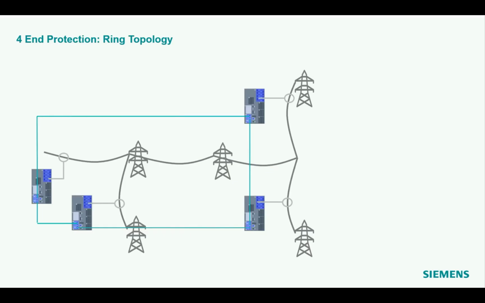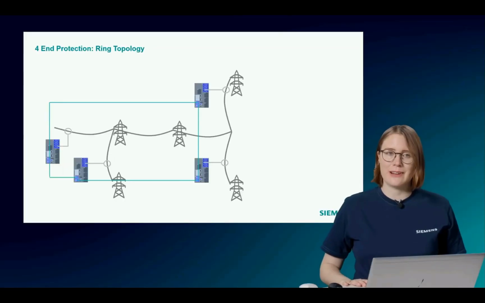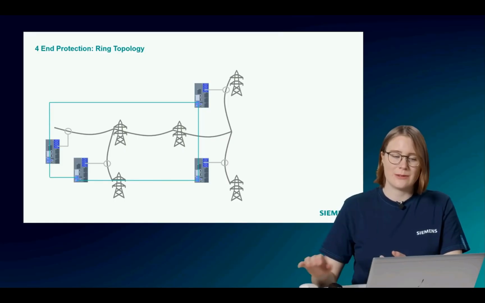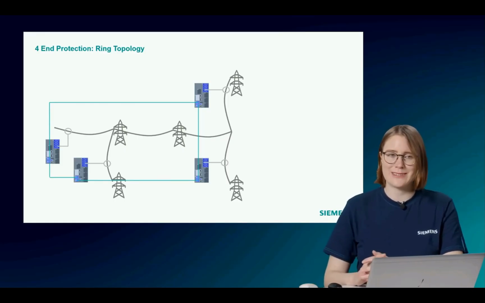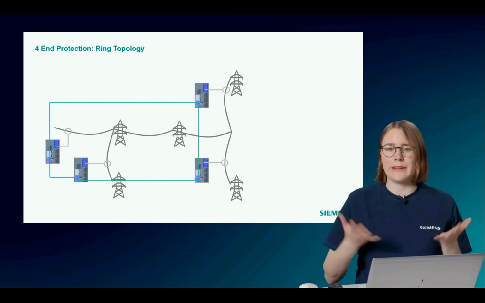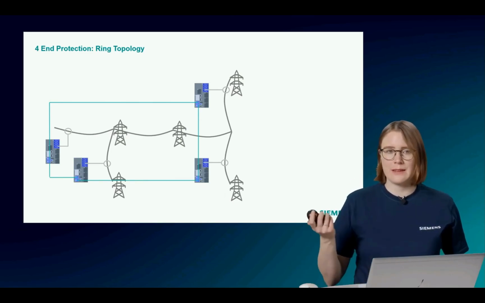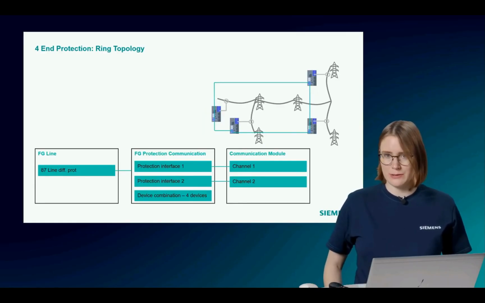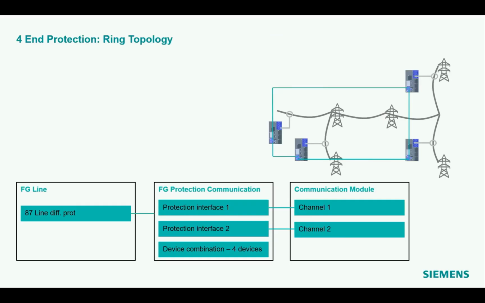The third example is a 4-end protection in a ring topology. So this is set up, like it's shown on the slides, with 4 devices, and they are forming a ring topology. The functional architecture behind it is quite simple. So it should remind you of example number 2.